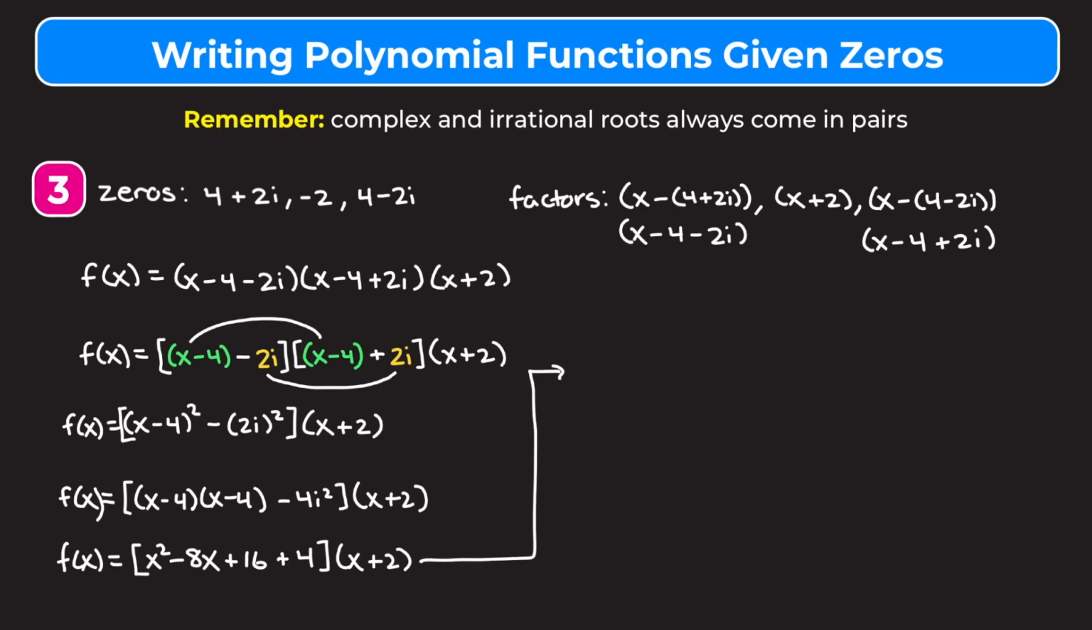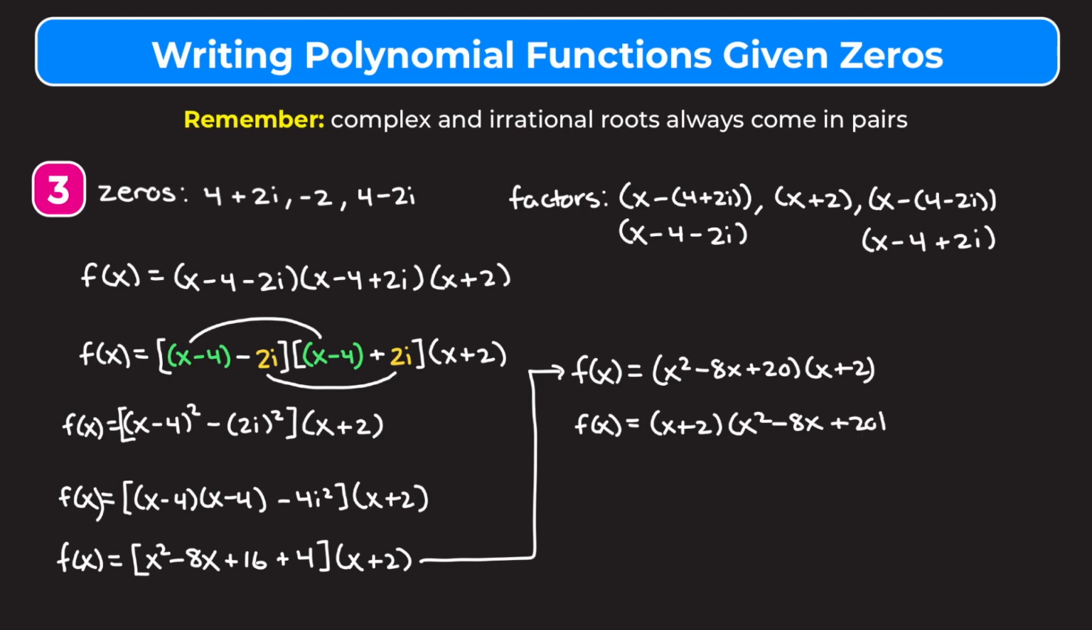Bring this up here to finish simplifying. I'm going to combine like terms in that first set of brackets, so it's going to be x squared minus 8x plus 20 times x plus 2. I'm going to rewrite it with the x plus 2 in front: x plus 2 times x squared minus 8x plus 20. And now we want to distribute the x and the positive 2 into the second set of parentheses.